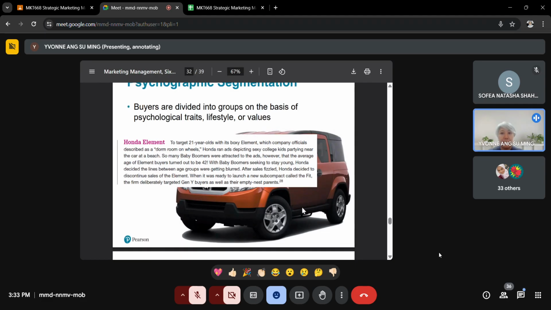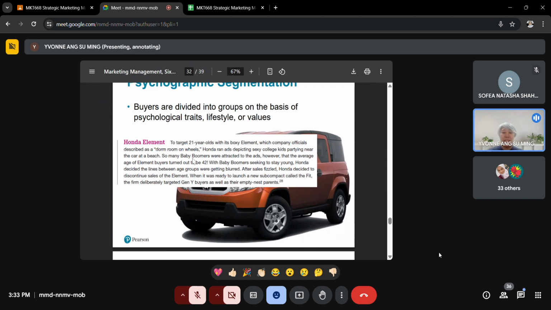And this car is designed for that particular target. When they actually designed it, it is boxy because it is actually a dorm room on wheels. That means you can stay inside here, like glamping. You can actually sleep inside here, right? And you can take this car out, you have a lot of space to put your things and so on and so forth.